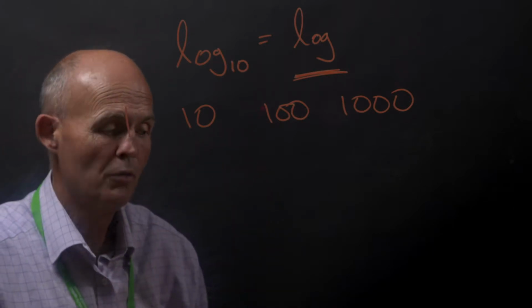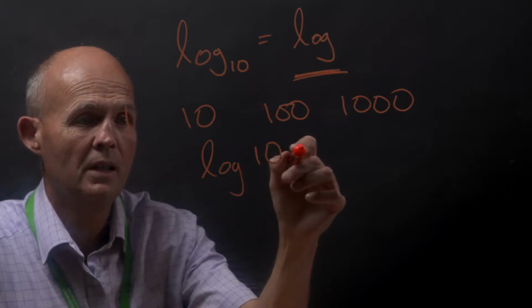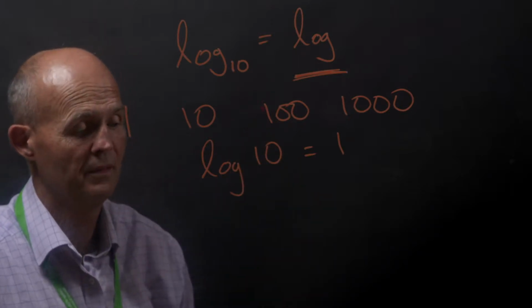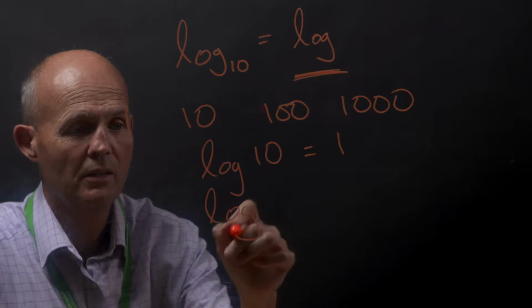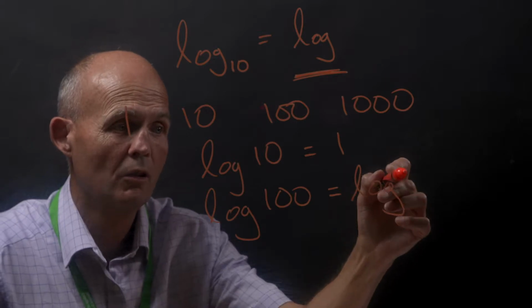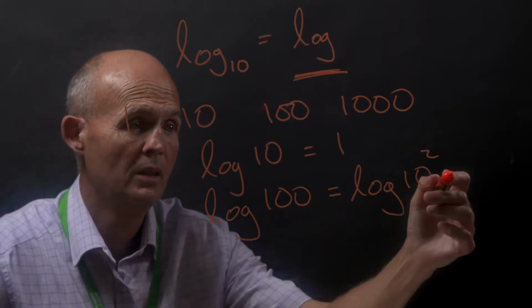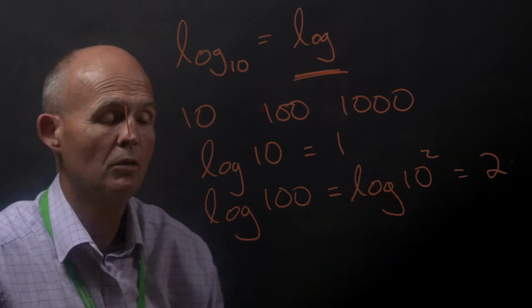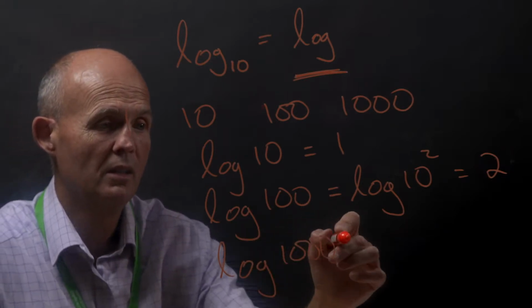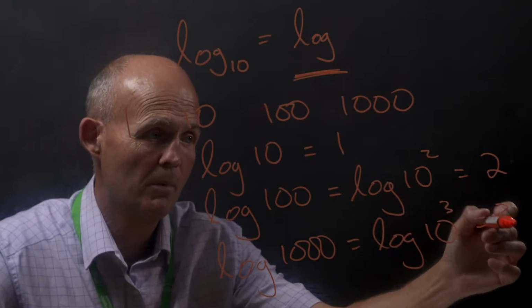A couple of useful rules to remember is that the log to the base 10 of 10 is simply 1. That means that there's only one 10 in 10. Log to the base 10 of 100 is actually the same as log of 10 squared, because 10 squared is 10 times 10, which gives you 100, and that has a value of 2. Log of 1,000 is log of 10 to the power 3, and that's represented by the number 3.